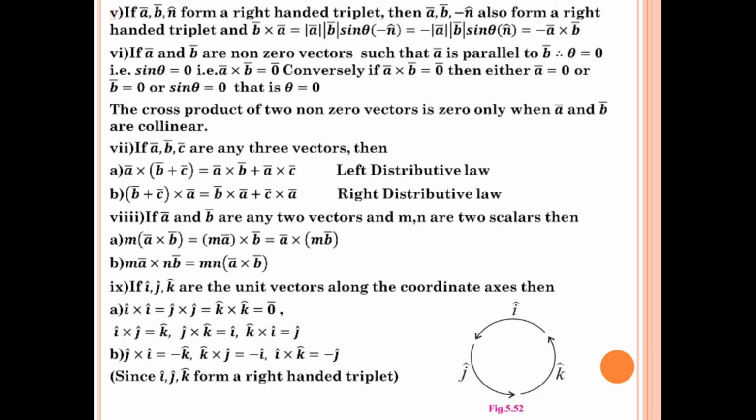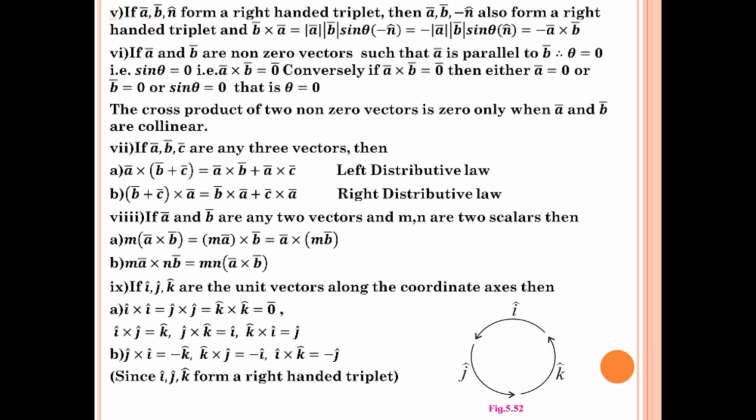If a vector and b vector are non-zero vectors such that a vector is parallel to b vector, then theta is equal to 0. That is, sine theta is equal to 0, that is, a cross b is equal to 0 vector. Conversely, if a cross b is equal to 0, then either a is equal to 0 or b is equal to 0 or sine theta is equal to 0, that is, theta is equal to 0. The cross product of two non-zero vectors is 0 only when a vector and b vector are collinear.